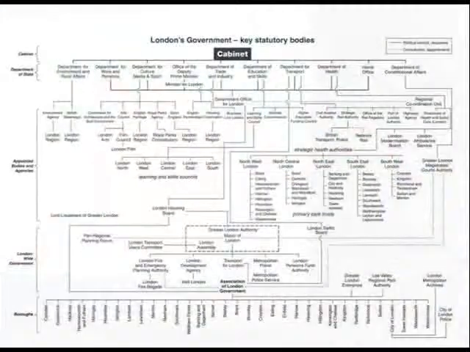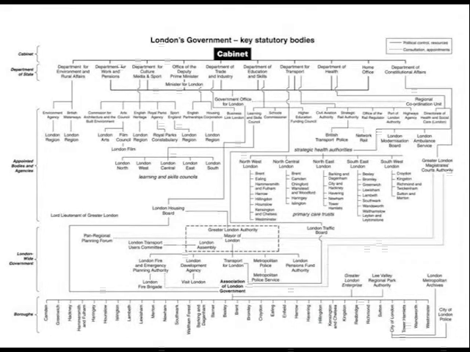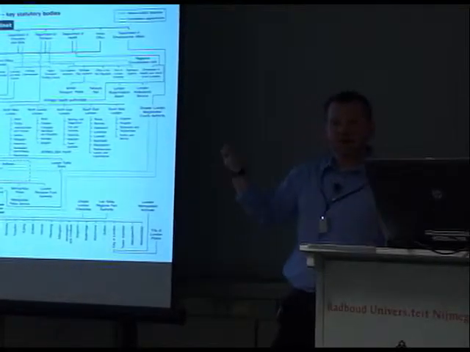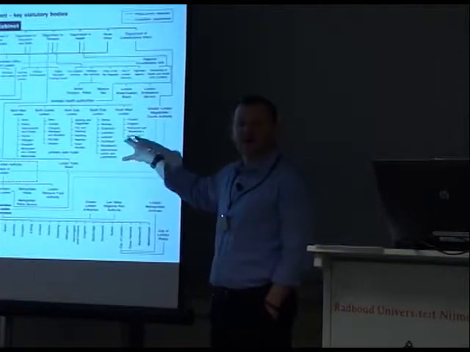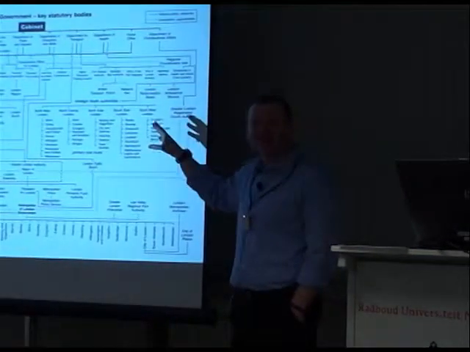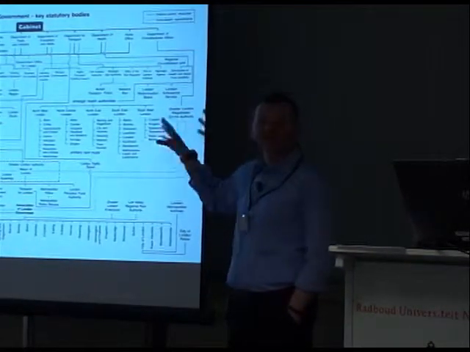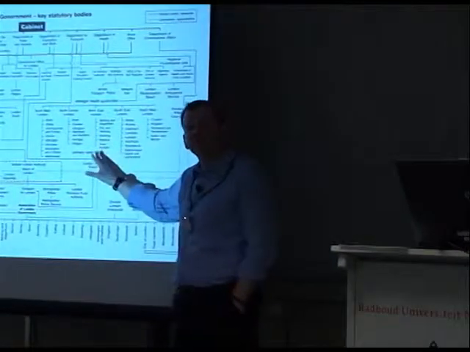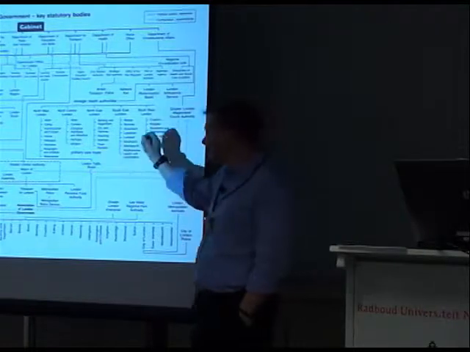You could look at governance and institutions. This is from my colleague Tony Travers, which shows you the family tree of statutory bodies in London alone. This is the number of different government departments and organisations in London that manage London. It excludes the voluntary sector, the partnerships, it excludes the communities.